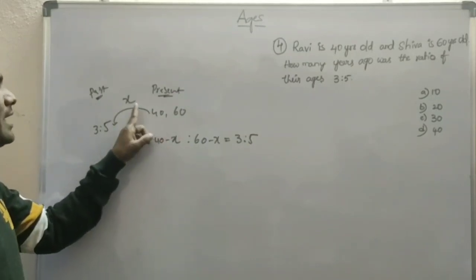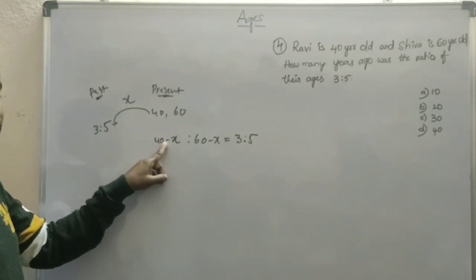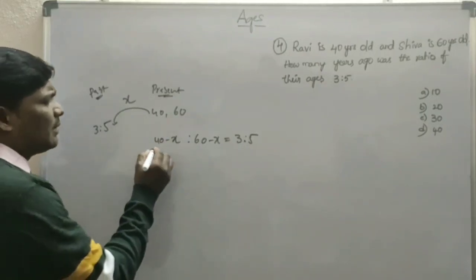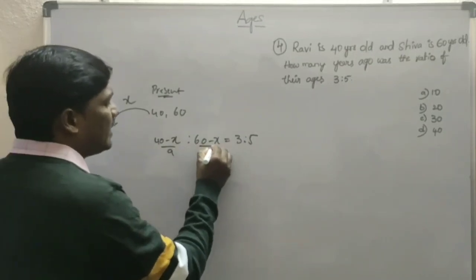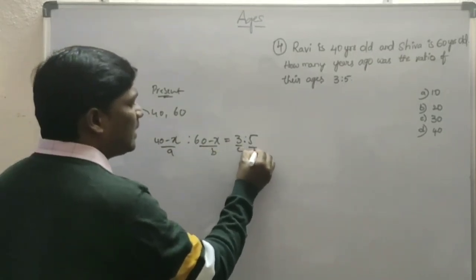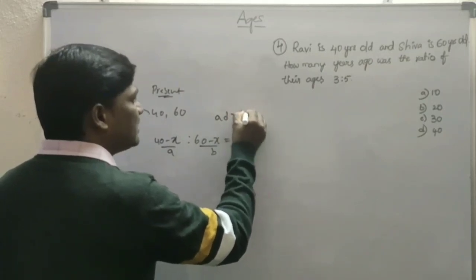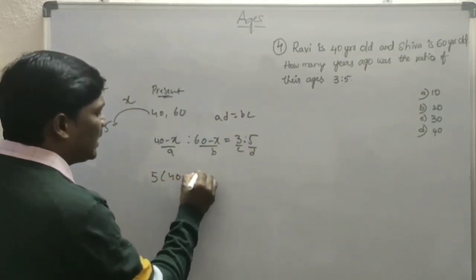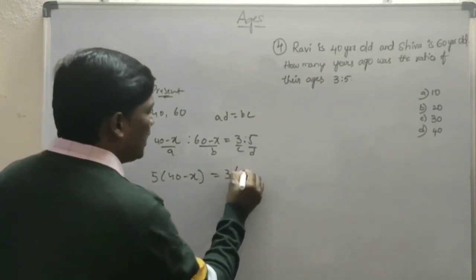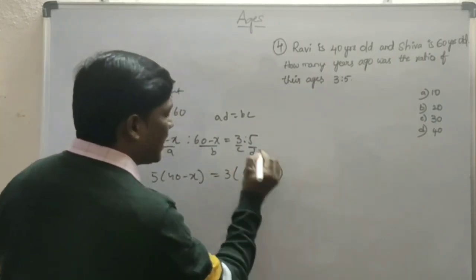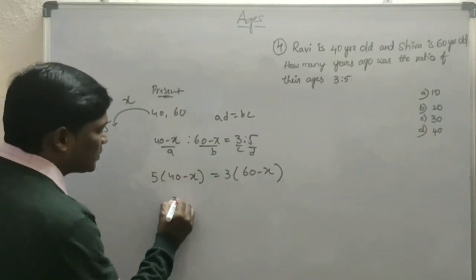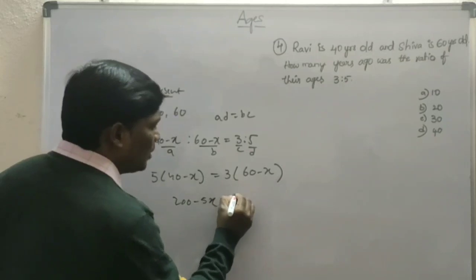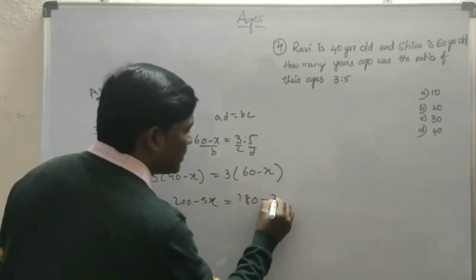So how many years ago? Ago means minus x. We don't know how many years, so we need to find the x value here. It looks like a proportion: AD is equal to BC. Then 5 into 40 minus x is equal to 3 into 60 minus x. 5 4s are 20, so 200 minus 5x is equal to 180 minus 3x.